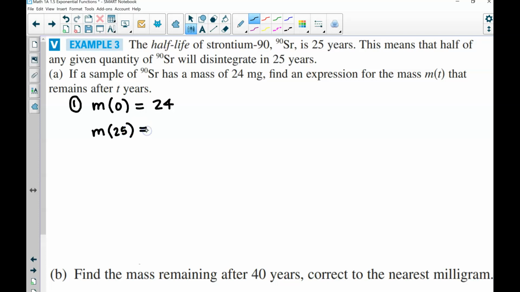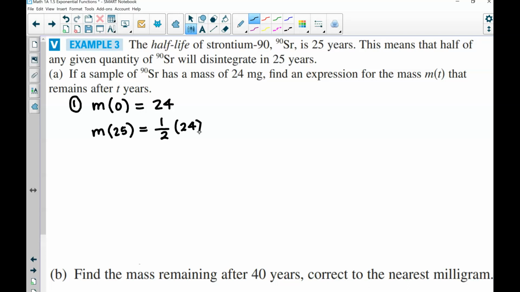Okay, so since we're talking about a half-life, we're going to take half of that 24. But we know that half of 24 is going to give us what? It's going to give us 12, right? But we don't want to look at that. We want to look and see what happens exponentially.